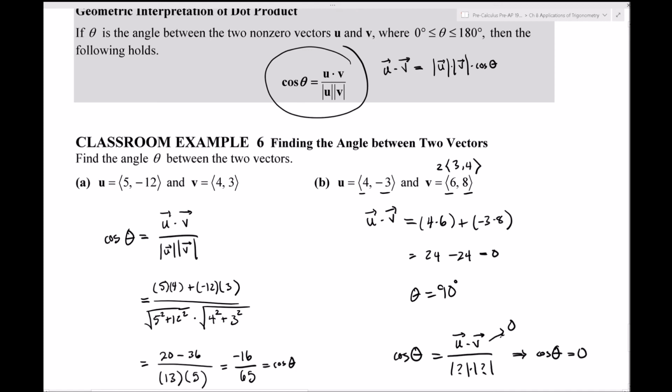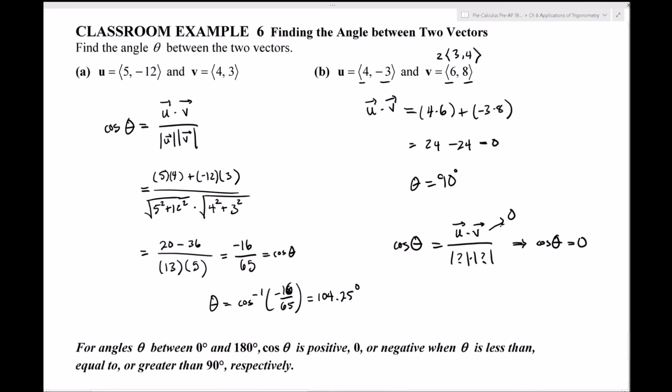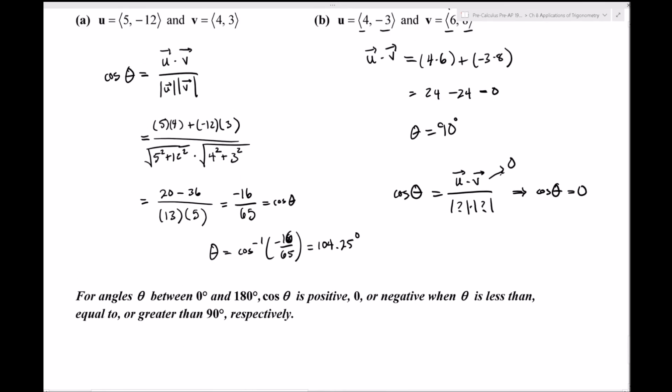So if cosine is equal to 0, automatically you should know that theta for that particular situation is equal to 90 degrees, because cosine of 90 is 0. Sounds like an easy one. And that's going to be it for this particular section.